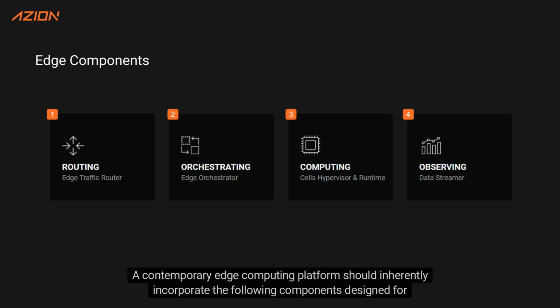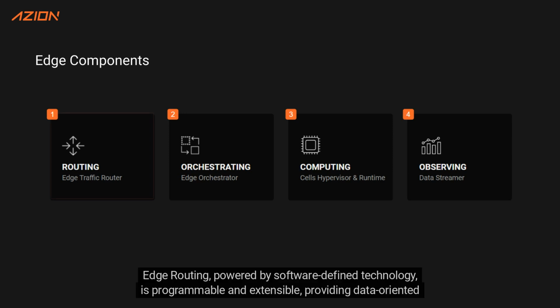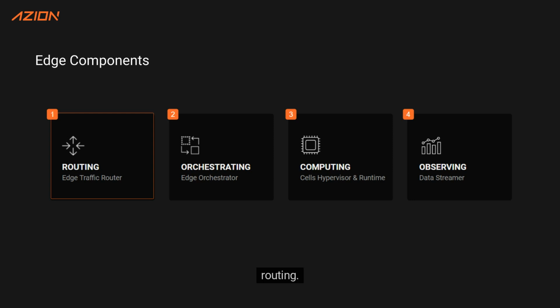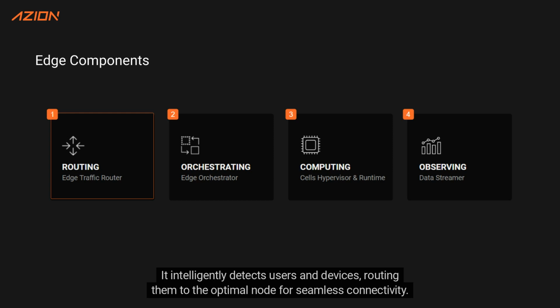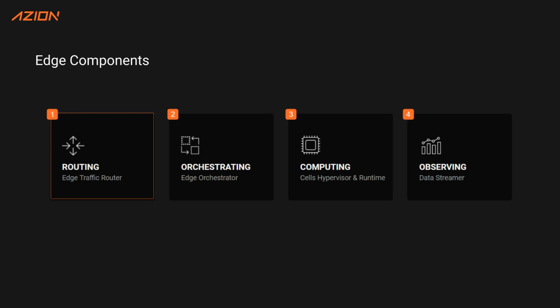A contemporary edge computing platform should inherently incorporate the following components designed for edge computing. Edge routing, powered by software-defined technology, is programmable and extensible, providing data-oriented routing. It intelligently detects users and devices, routing them to the optimal node for seamless connectivity.